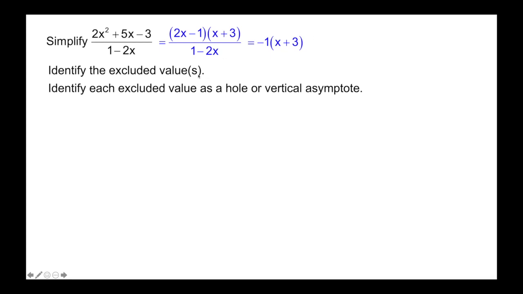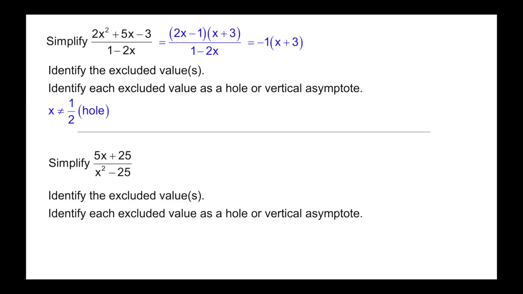As far as the excluded values here, what I would be doing is setting 1 minus 2x not equal to 0. That would require me to subtract 1 and divide by -2, so I'm going to end up getting 1/2 for that. That will be my excluded value. And that's going to be the only excluded value on this because I don't have anything else with a variable in the denominator. The reason that this is classified as a hole is that it comes from the canceled term.